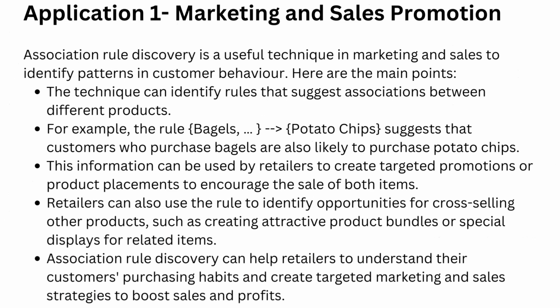This information can be used by retailers to create targeted promotions or product placement to encourage the sales of these two items. Retailers can use the rule to identify opportunities for cross-selling other products as well, such as creating attractive product bundles or special displays for related items. Association rule discovery can help retailers to understand their customers' purchasing habits and create targeted marketing and sales strategies to boost their sales and profits.